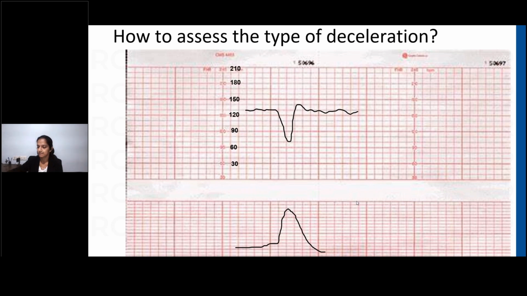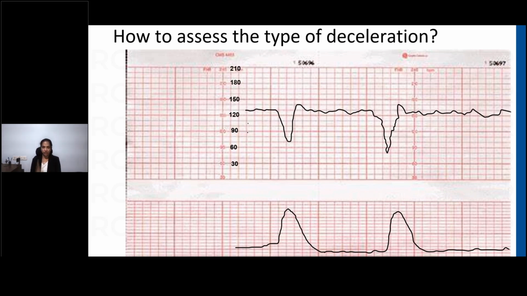What type of deceleration? Early? Early. Okay. Any other answer? Early with loss of variability. Now tell me, what is it? Variable, with presence of shouldering and variability. Yes, exactly. This is the typical mistake I had mentioned earlier.